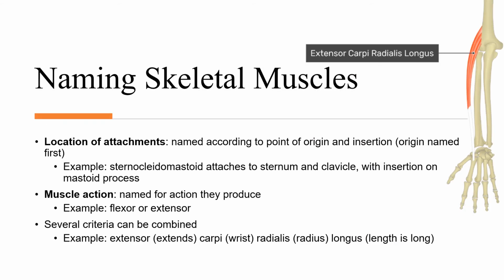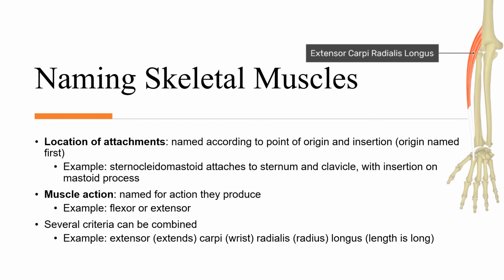When it comes to the location of attachments, that can also tell us a little bit about the naming of the muscle. So for example, we have the sternocleidomastoid, which is going to attach to the sternum and the clavicle. The sternocleidomastoid is telling you the 3 bones that it's going to connect to: the sternum, the clavicle, and the mastoid process. Okay, so those within the name should tell you where it's going to be located.